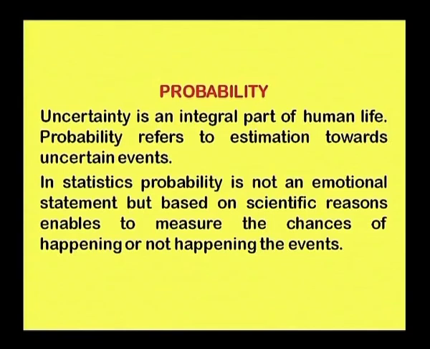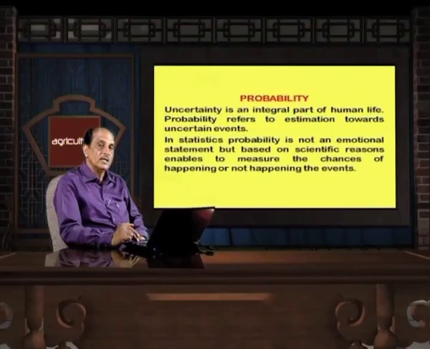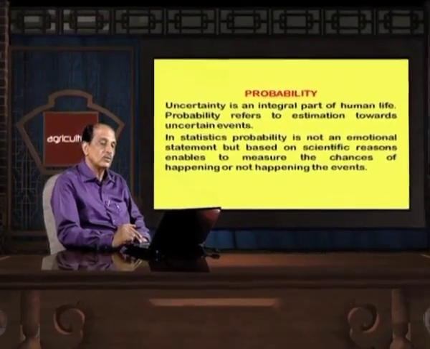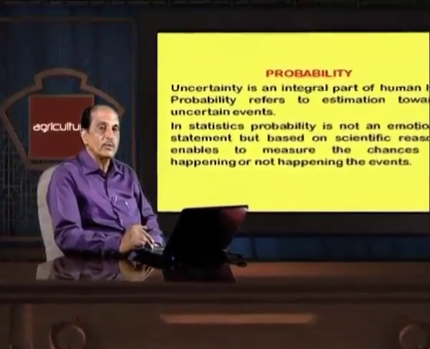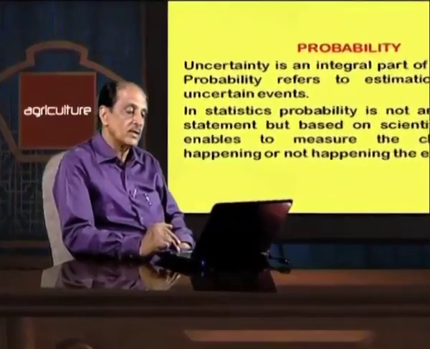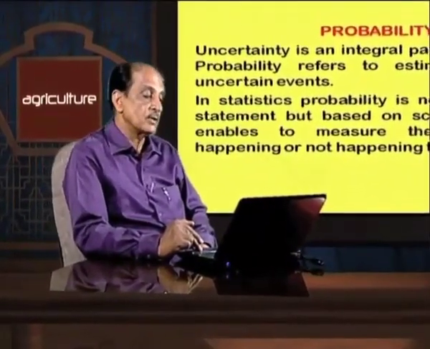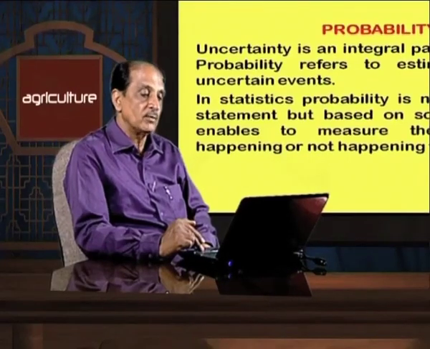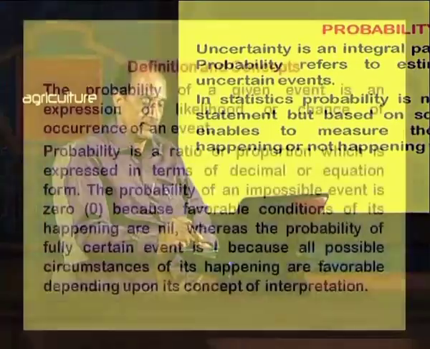Probability is always in reference to an event which is quite uncertain. In statistics, probability is not an emotional statement, but is based on scientific reasons and enables us to measure the chances of happening or not happening of events. So, in order to find out the probability of an event, whether it is going to happen or not, we have to use some methods which are based on scientific reasons.